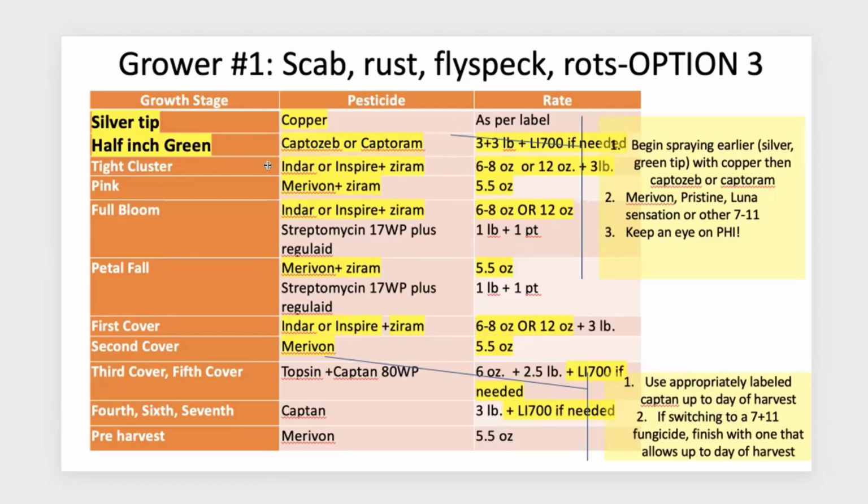So here I actually thought that if this were me and I was doing it, I would up the ante and use some Indar or Inspire plus Ziram. This will give you much more intrinsic control of scab than you would get from Raleigh. The downside is it doesn't control powdery mildew very well, but here you can see that we don't have a powdery mildew problem, so I'm not going to worry about that until it is. Keeping both applications of Strep, talk about that a little bit more, and then putting Maravon here at the very end to help with crop preservation and also to help control the rots and the fly speck.